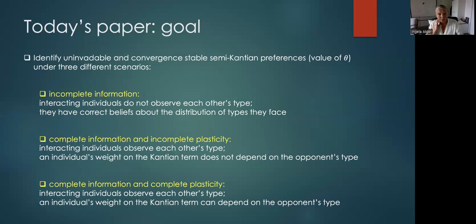And so the goal of the paper is to identify uninvadable and convergence stable semi-Kantian preferences, so the value of this weight on the Kantian term, in three different scenarios. Incomplete information: interacting individuals do not observe each other's type. They have correct beliefs about the distributions they face. Then we look at complete information and incomplete plasticity: interacting individuals observe each other's type, but they always have the same preferences, so an individual's weight on the Kantian term does not depend on the opponent's type. And then we have complete information and complete plasticity. Complete plasticity means that now an individual's weight on the Kantian term can also depend on the opponent's type. So an individual can be a bit schizophrenic, have one preference when interacting with one particular type and another preference when interacting with another type.